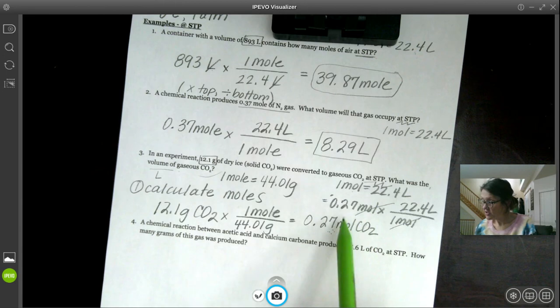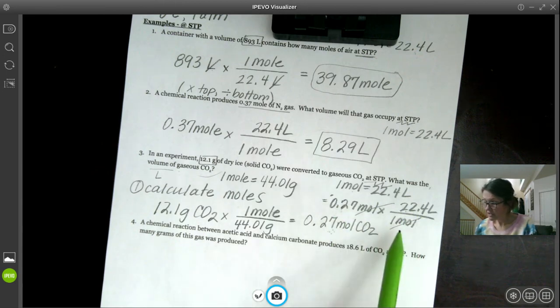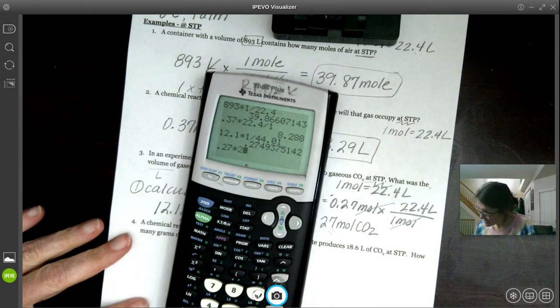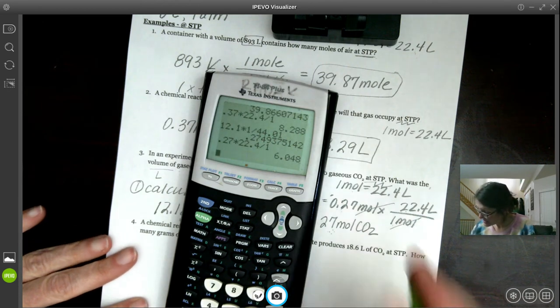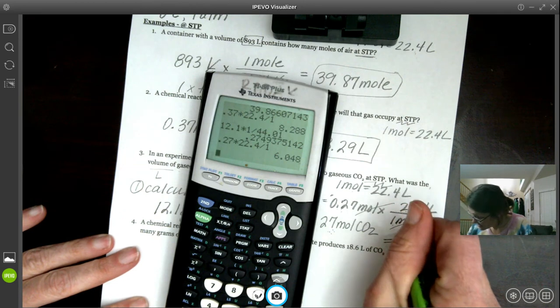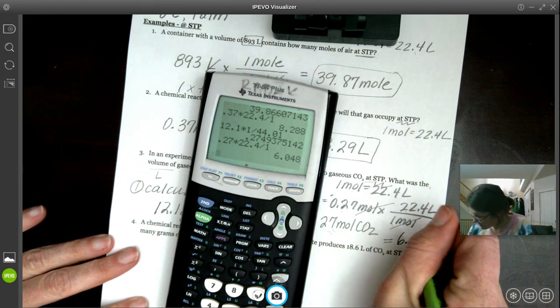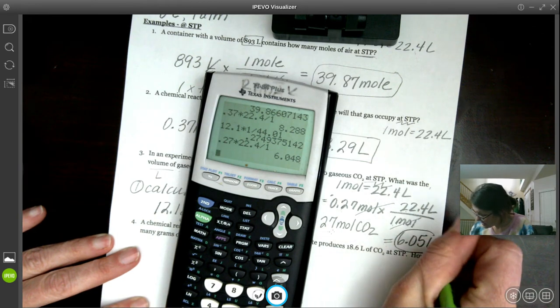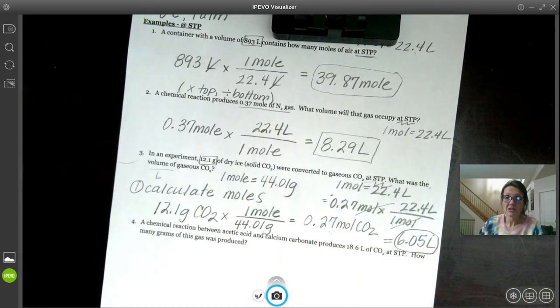So now we just have to do the math. Again, we're going to take our given and multiply it by the number on top and divide it by the number on bottom. So in this case, we're going to do 0.27 times 22.4 divided by 1, and we get 6.05 liters. And that is the answer to our question.